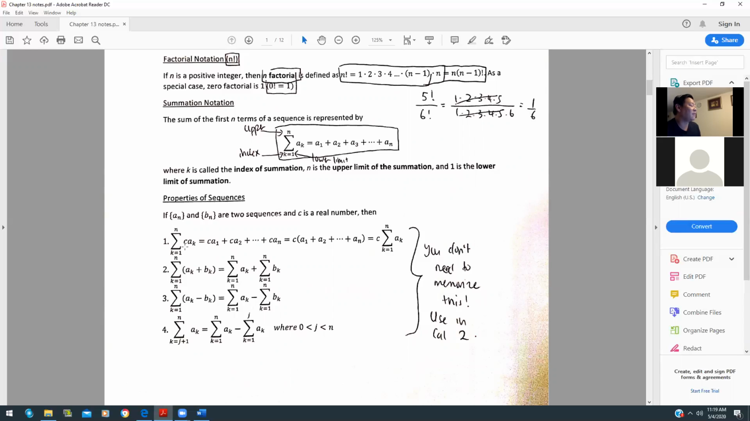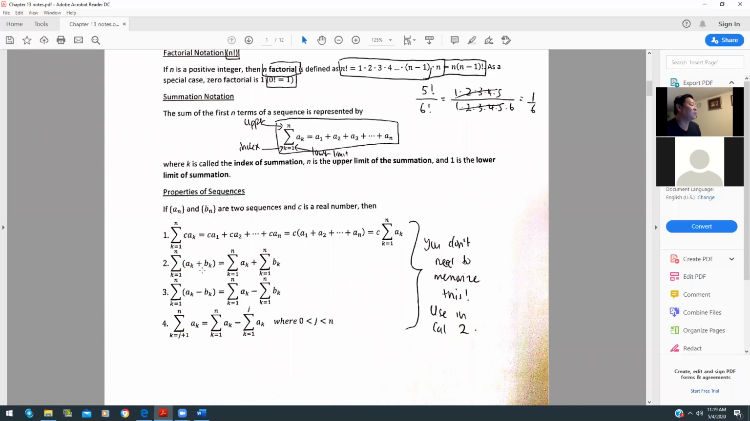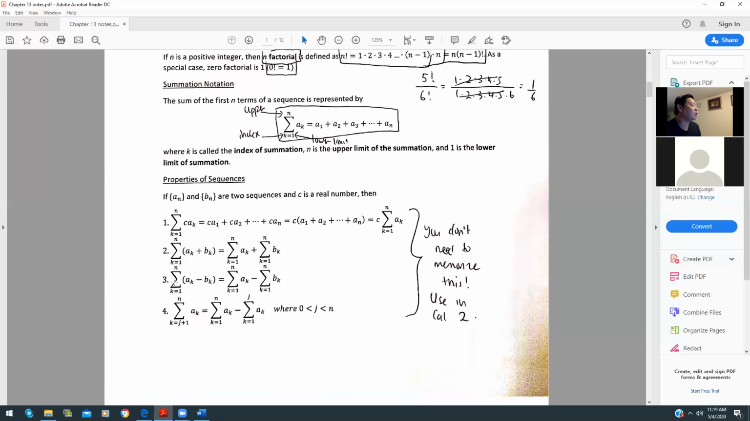So for example, if you have the sum of C·A_k from k=1 to 4, it means C·A1 plus C·A2 plus C·A3 plus C·A4. This C can be factored out, and you will get these properties of the sequence. C is a number in this case. If you have two different sequences, you can add them up, and if you add them up, you can actually split into two. If you subtract, you can subtract these two sequences, or the terms.